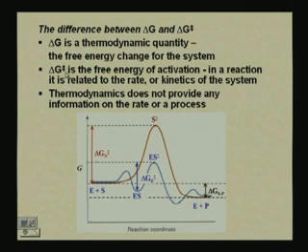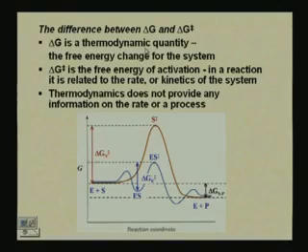But the delta G dagger that we have here, what is that? That is the free energy of activation in a reaction. It is related to the rate or the kinetics of the system. And thermodynamics does not provide any information about the rate of the system. It is just going to give you the delta G thermodynamic quantity that is going to tell you whether the reaction is spontaneous or not.